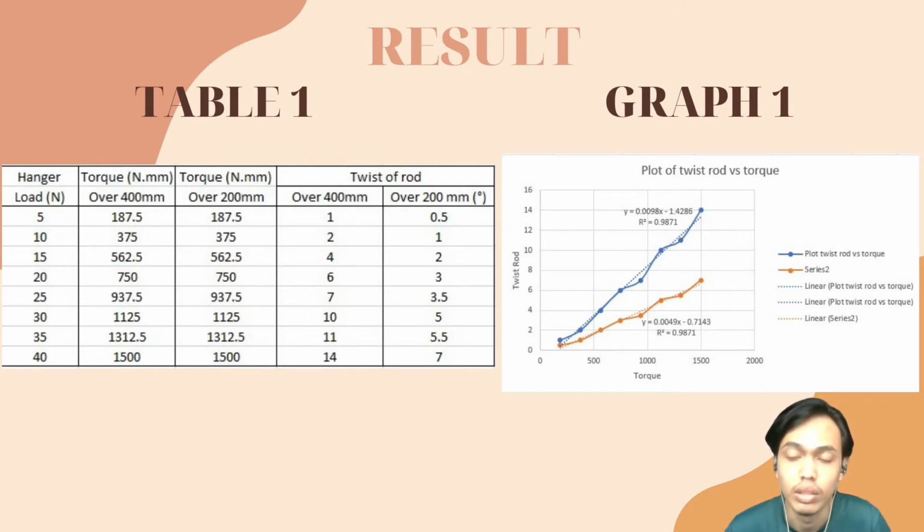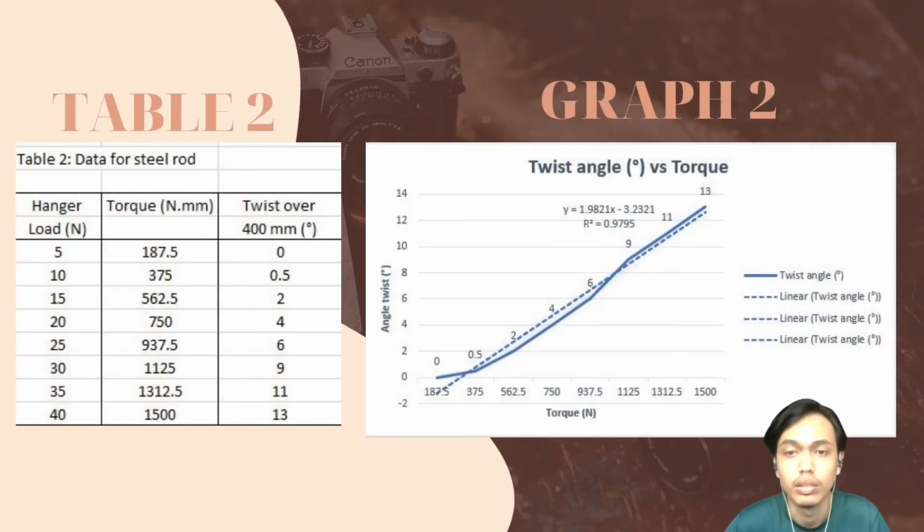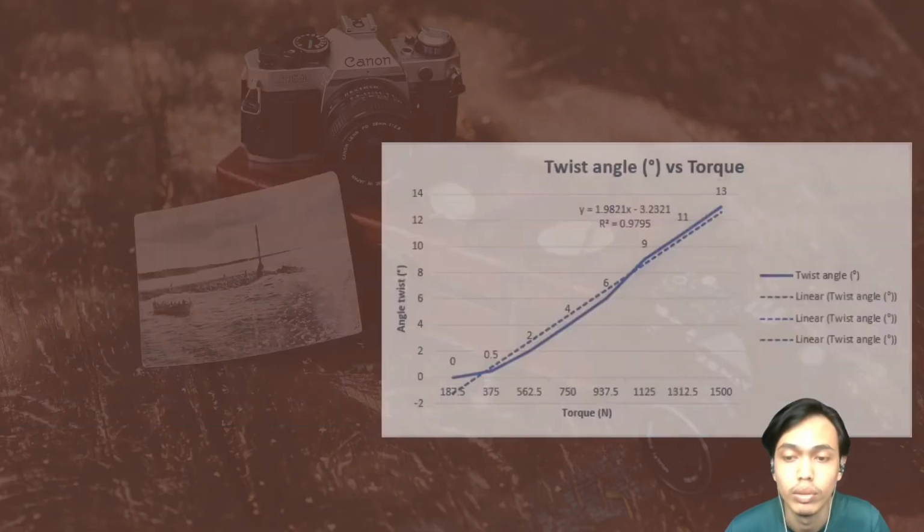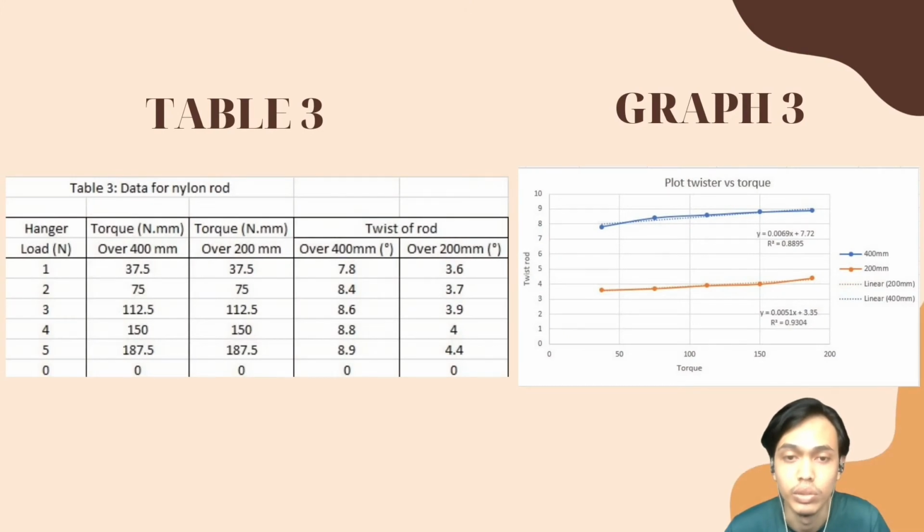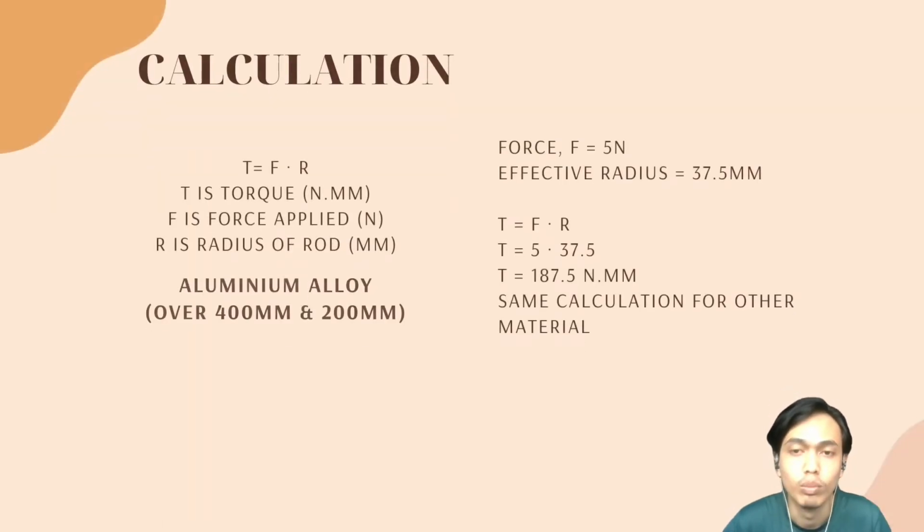So as we can see in Graph 1, there is angle of twist versus the torque we get from the calculation. And then the second one is the steel rod. Then as the same, we need to calculate the torque and plot the graph, as we can see in Table 2 and Graph 2. And the last one is Table 3. The same as Table 1, we need to calculate torque for 400 mm and 200 mm. Then we plot that in Graph 3. We get the line as in Graph 3. So, move to the calculation.